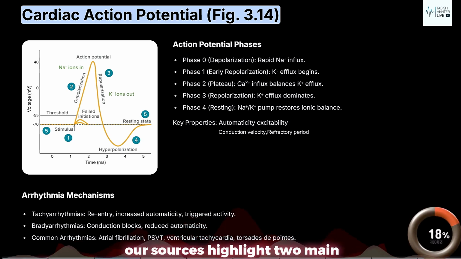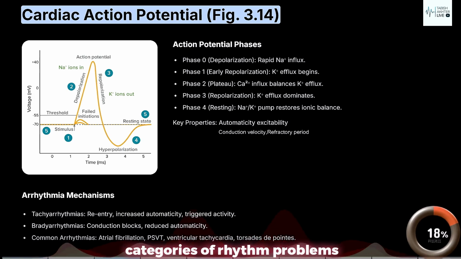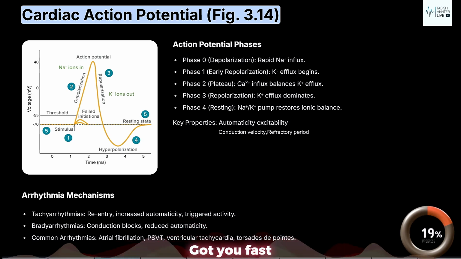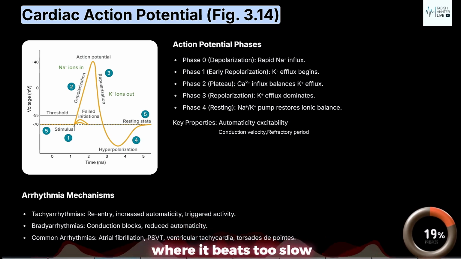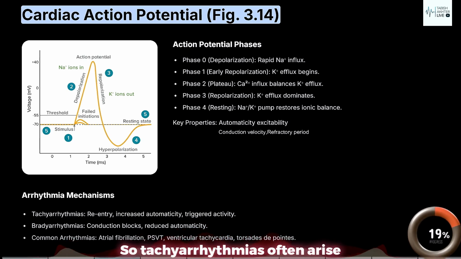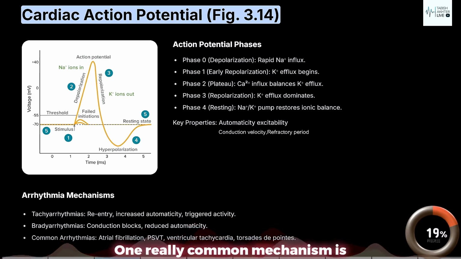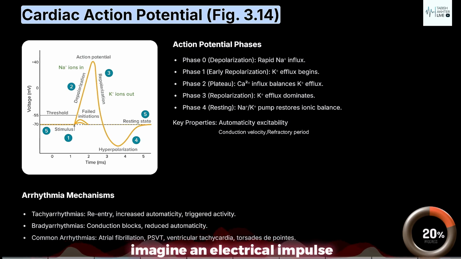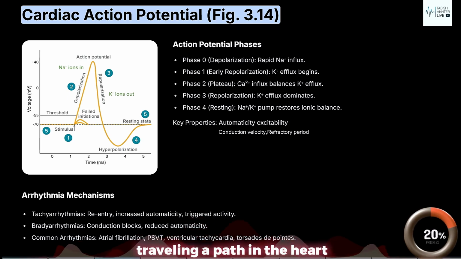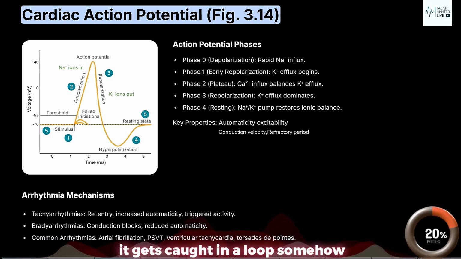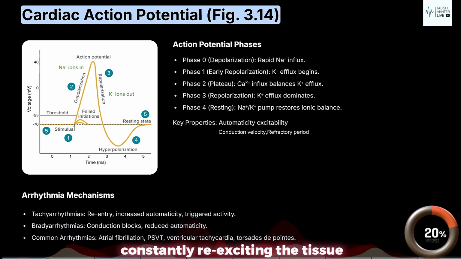Well, our sources highlight two main categories of rhythm problems. Tachyarrhythmias, where the heart beats too fast, and bradyarrhythmias, where it beats too slow. So tachyarrhythmias often arise in a few ways. One really common mechanism is re-entry. Imagine an electrical impulse traveling a path in the heart, but instead of just dying out like it should, it gets caught in a loop somehow, constantly re-exciting the tissue.